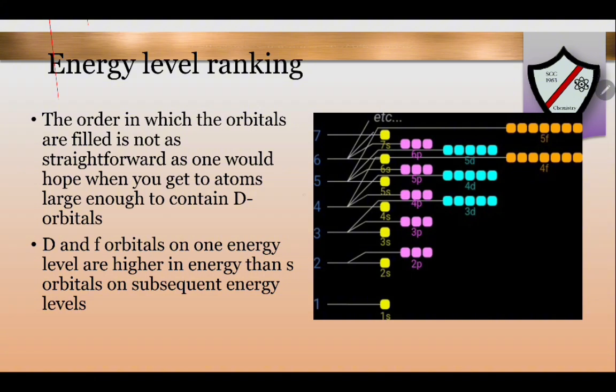For example, here we can see kind of what we're talking about. If we look at this 5th energy level here, we can see that the 5d orbitals are actually a little bit higher in energy than the s orbital on the 6th energy level. And so that presents us with a little bit of a problem figuring out what the ranking order is of the energy of every orbital. We'll see a diagram on the next slide that will hopefully help you keep these orbital rankings in line.